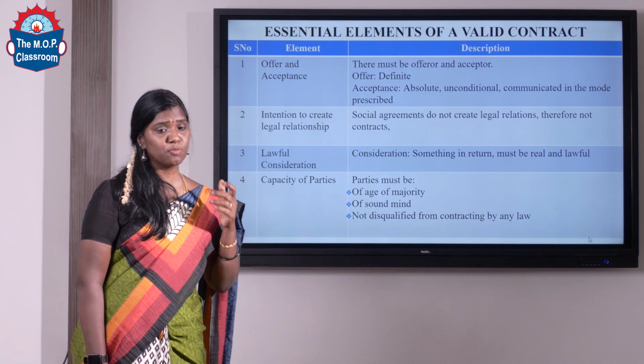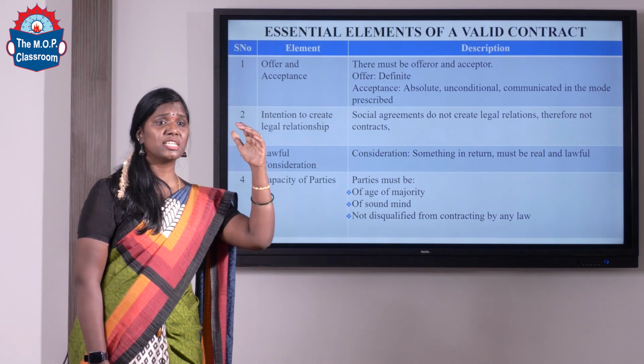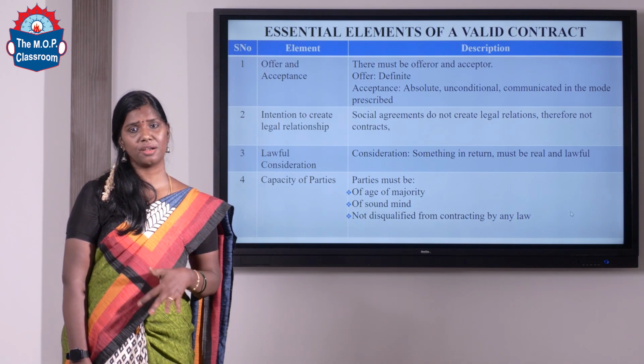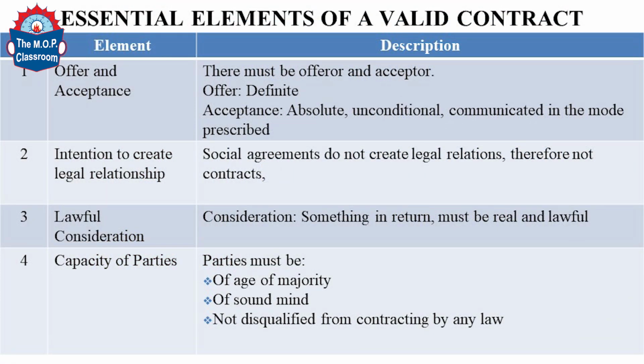So this is a small table which tells you the essential elements of a valid contract. It starts from offer and acceptance. So there must be an offerer and an acceptor. One party has to raise the offer so that the other party will accept it. Then offer and acceptance, and intention to create legal relationship. So social agreements do not create legal relationship, therefore they are not contracts.